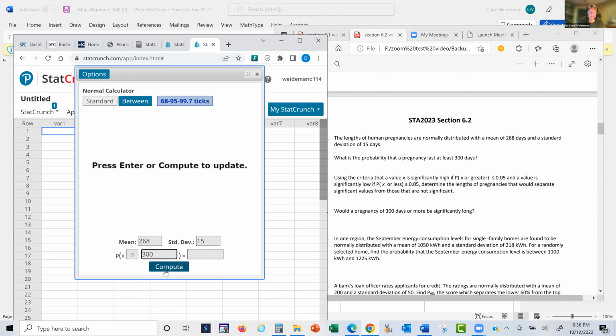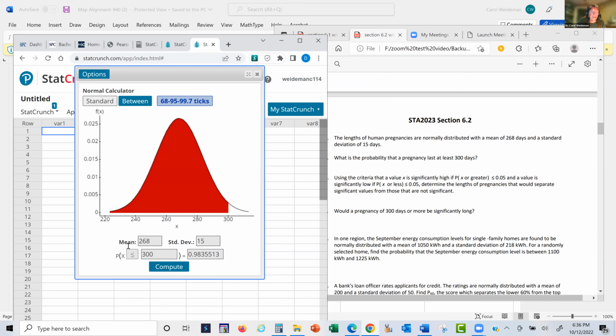That's a long pregnancy. Oh, I said the wrong one. I'm sorry. After I said that, I put the wrong one in. There we go. Yeah, it's pretty unusual. 0.0164. So only about 1.6% of pregnancies would last at least 300 days. That's really, really long. That's 10 months.